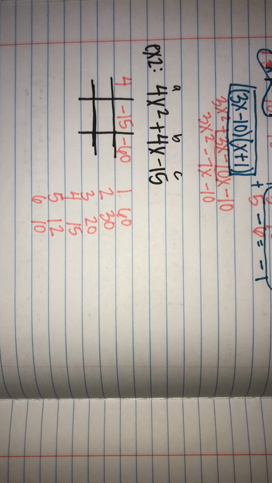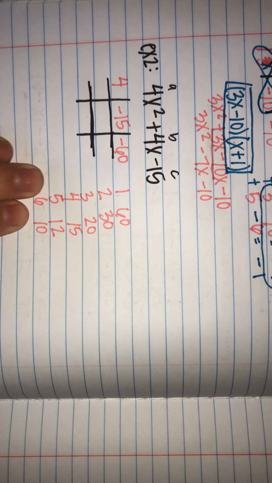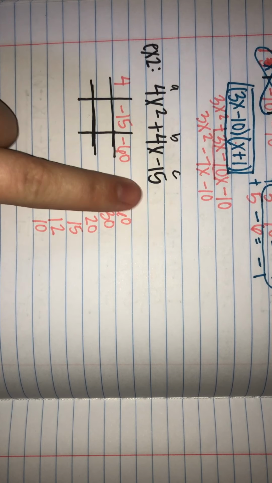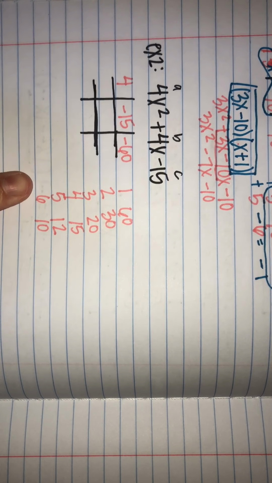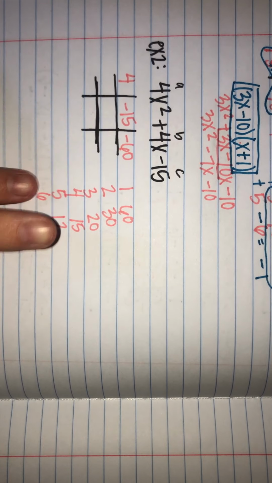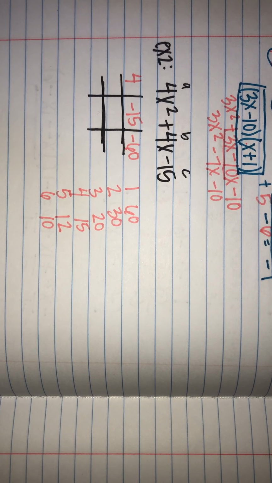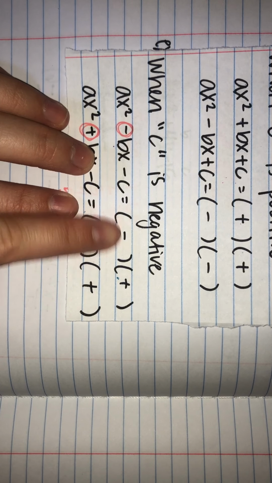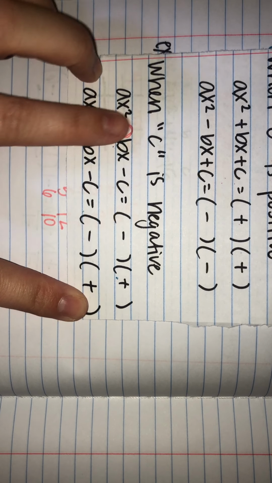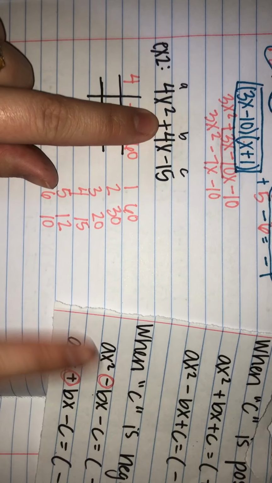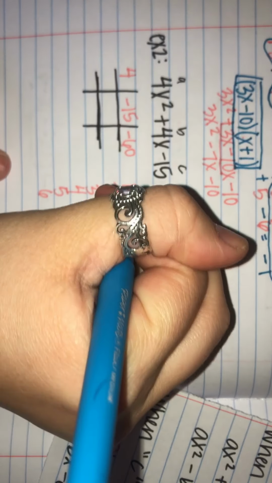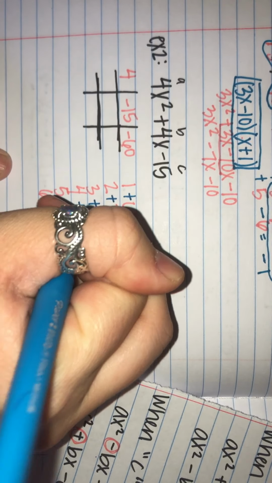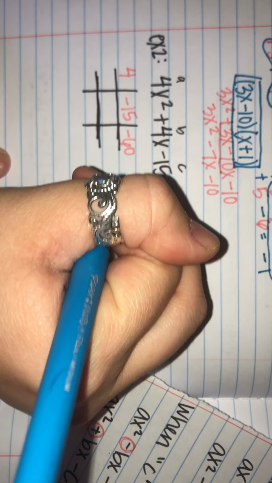Now let's analyze, are they going to both be positive? If C is negative, are they both positive? If C is negative, are they both negative? No. When C is negative, these are going to have opposite signs. When C is negative, the two factors, one is negative and one is positive. Then we look at B. B is positive, which means the bigger number is positive. And the smaller number is negative.